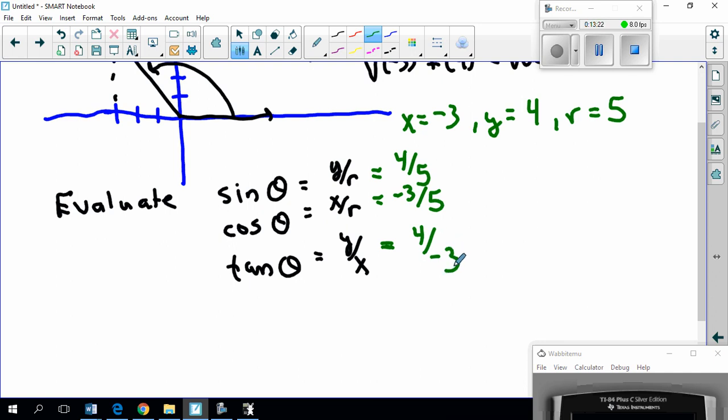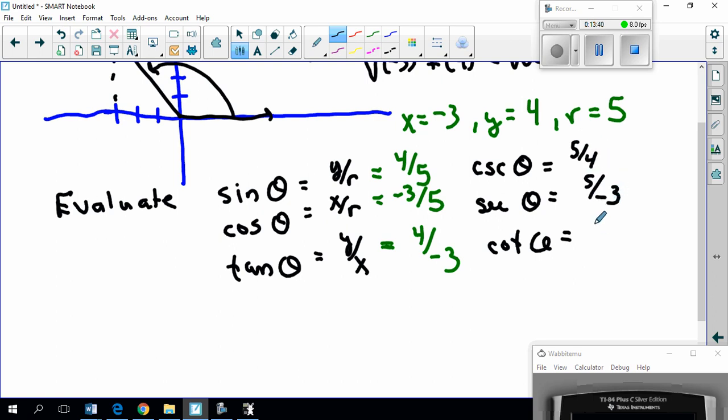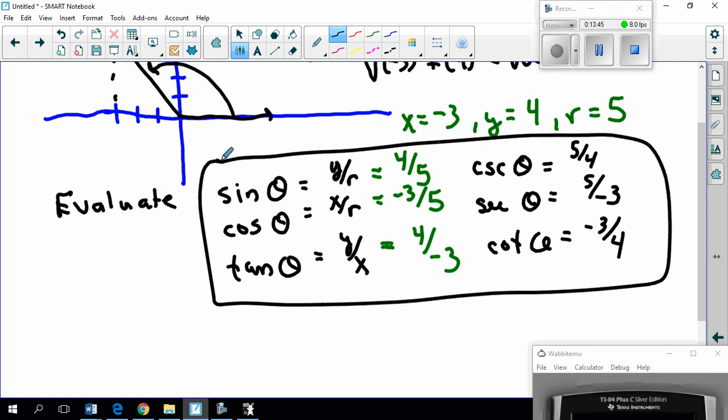Boom, boom, boom. Hey, you want to score some more points? Do cosecant theta. Do secant theta. Do cot theta. Reciprocal, reciprocal, reciprocal. 5 fourths, 5 over negative 3, negative 3 fourths. Boom. I call that, give me the 6. Evaluate all 6 trig functions for me. Now, do I understand anything? No, not really, but I don't let it bother me because I know we'll put it all together down the road anyway.